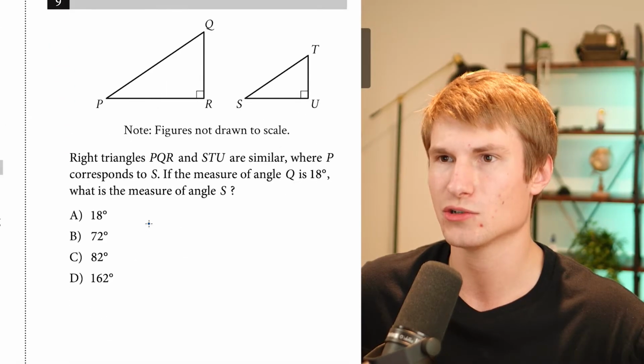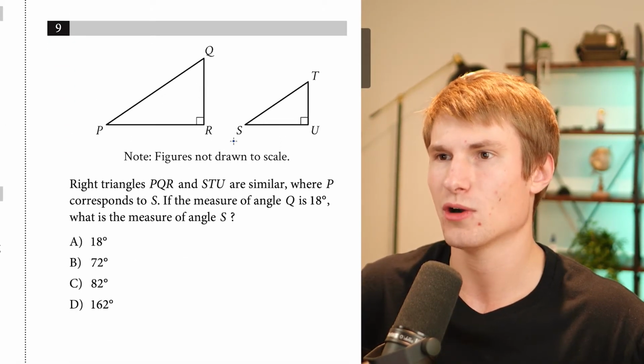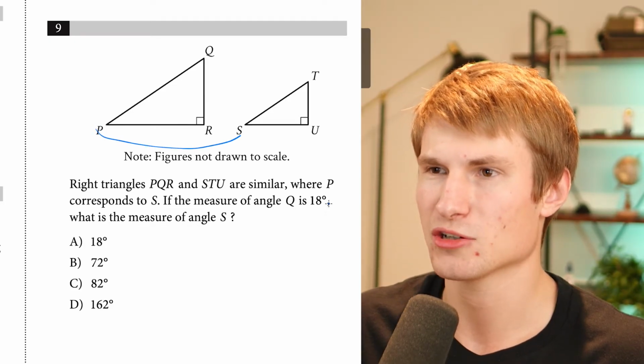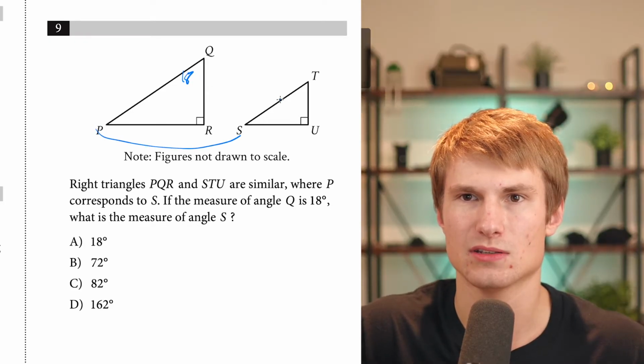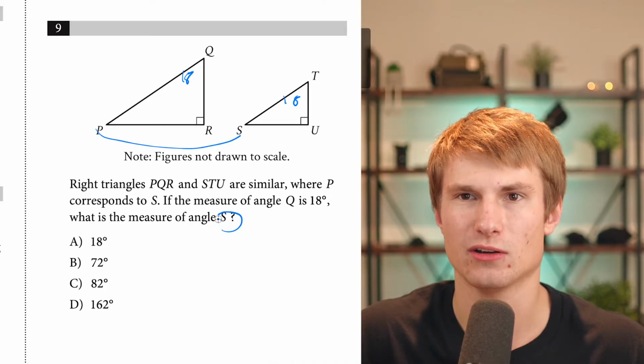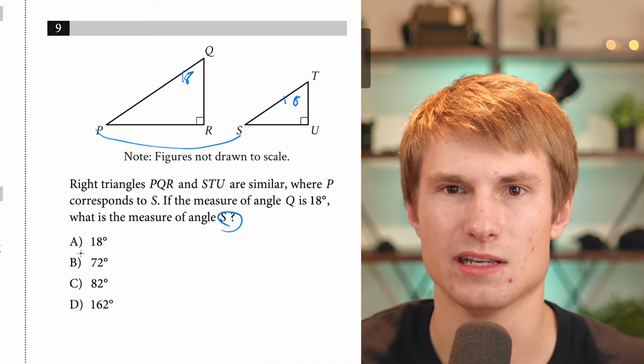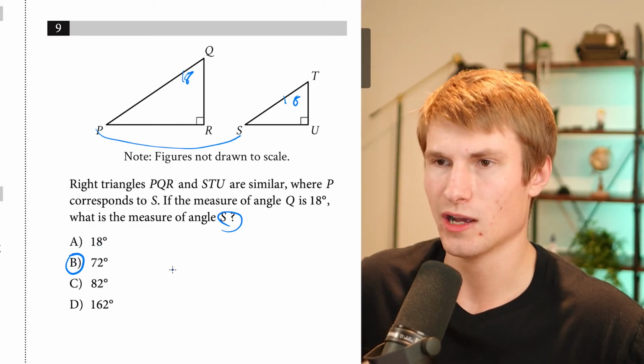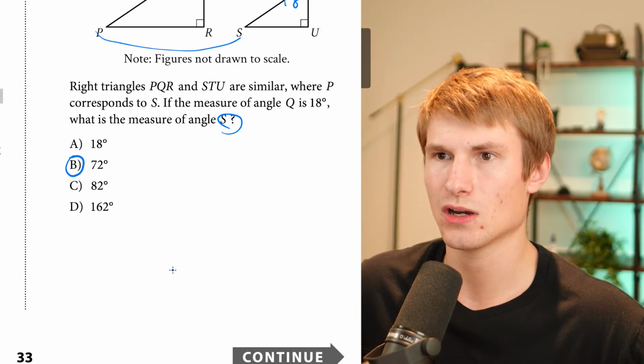If we go down here, we've got 2 triangles. Right triangles PQR and STU are similar, where P corresponds to S. If the measure of angle Q is 18, that means T is also going to be 18. What is the measure of angle S? Well, that's just 90 minus 18, which would give us 72. The key thing there is understanding similar triangles, matching the corresponding angles, and then solving. So we got 72 for B.